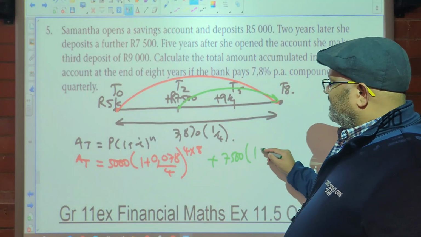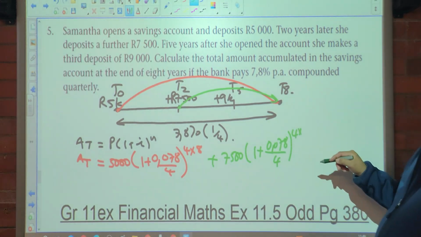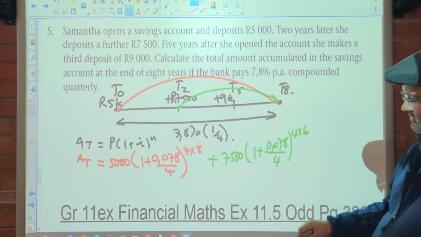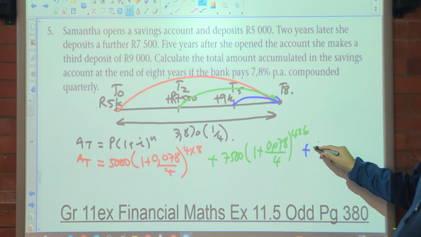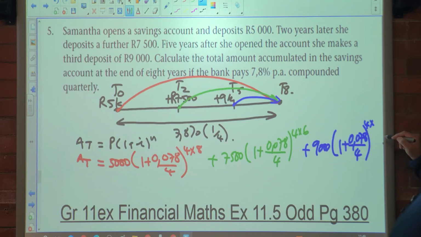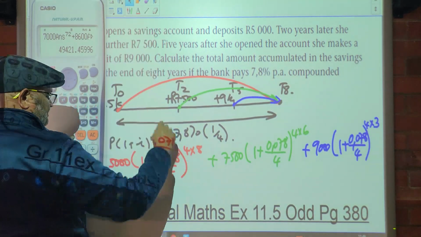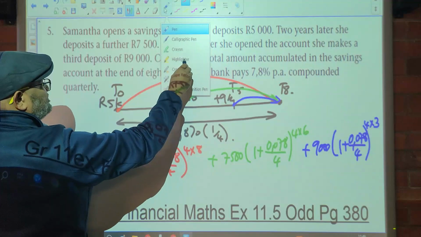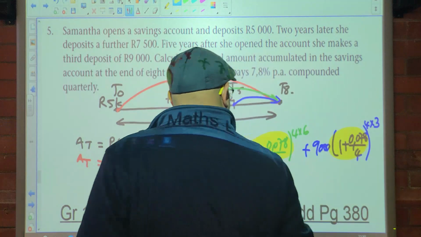7,500 into 1 plus 0.078 over 4 to the exponent 4 times 6, plus 9,000 and to the end. So it's going to be 9,000 into 1 plus 0.078 over 4 to the exponent 4 times 3. I'm going to put the story in the calculator, so instead of typing it out every time, I'm just going to press the answer button.